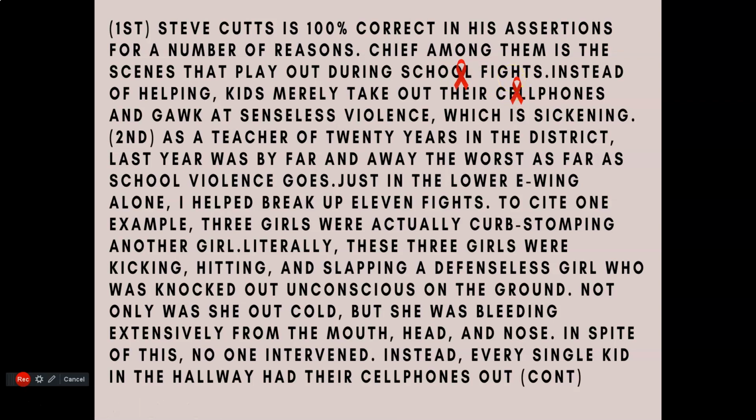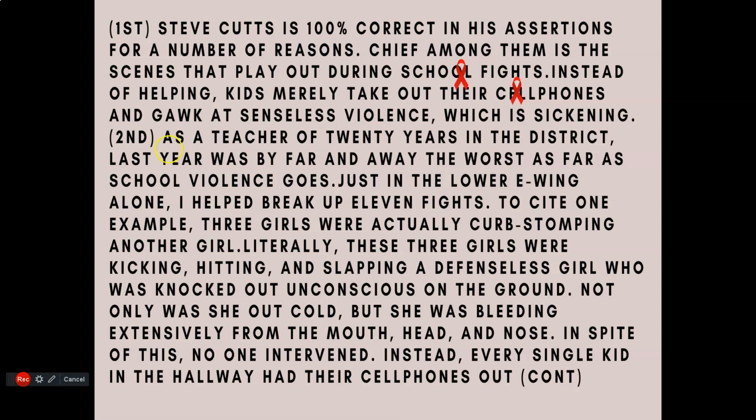Where are the helpers, right? Mr. Rogers would ask, where are the helpers? So that's what we have to talk about here. Fourth sentence, begin the second premise. So I wrote this from my own perspective. As a teacher of 20 years in the district, last year was by far and away the worst as far as school violence goes. Just in the lower hallway alone, I helped break up 11 fights.